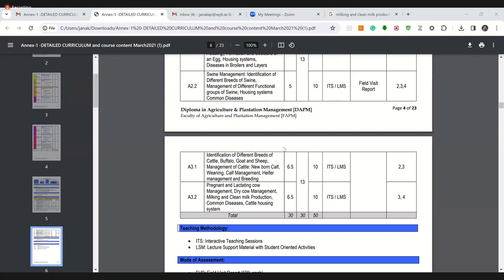So that's what we discussed last time, and we had a brief introduction to management of dairy cattle, basically the newborn calf, weaning, calf management aspects and heifer management aspects. I will briefly go through them again, specifically the dairy cattle management, to get the specific background for today's lecture. Then we will be discussing breeding, pregnant and lactating cow management, dry cow management aspects, and the diseases and the housing for these dairy cattle. That's what I wanted to cover today under your course module.